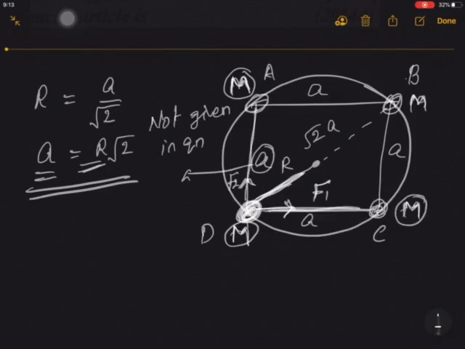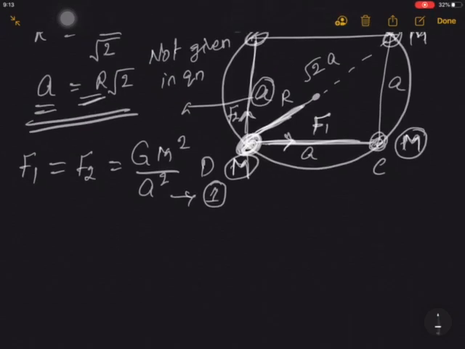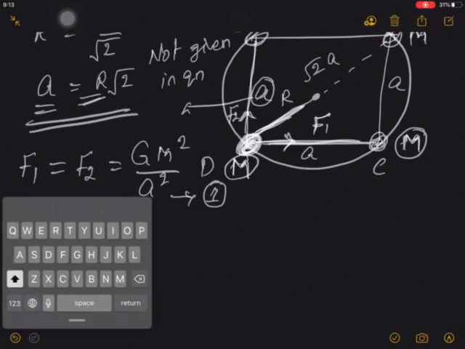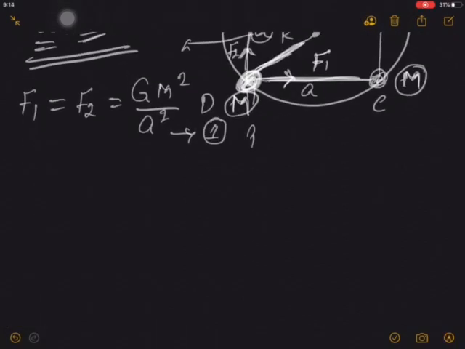As masses are same, distances are also same, so F1 and F2 magnitudes will be equal. F1 is equal to F2 is equal to G M square by A square. We can write this is 1. But F1 and F2 resultant should not be added algebraically, we should add them in terms of vectors.